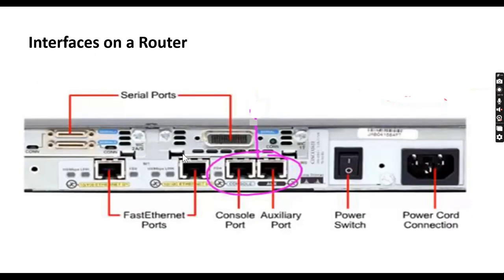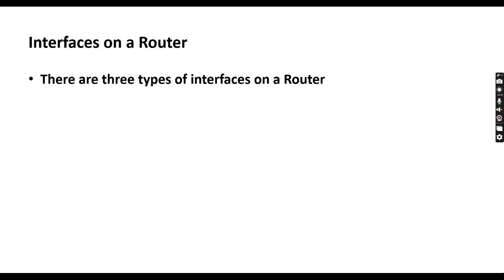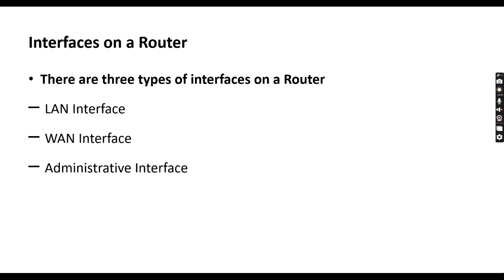So see this, the interfaces on the router. What it is trying to highlight is the same as what I have explained to you: fast Ethernet, console, auxiliary, power switch and power connections that you have, and some serial ports which are available. So routers have three different types of interfaces. The very first one is your LAN interface, then you have WAN and administrative interfaces.